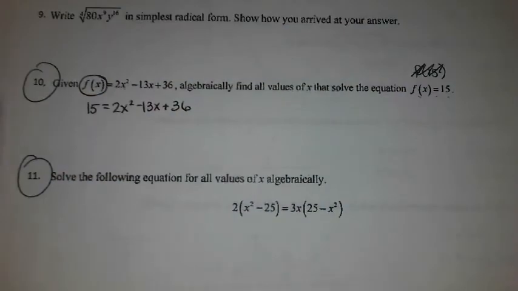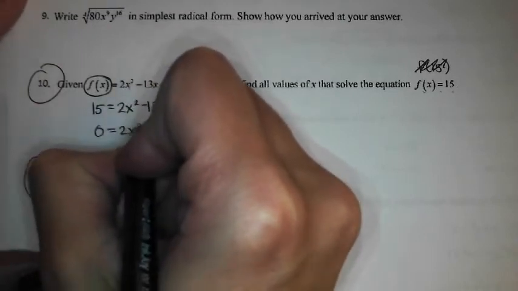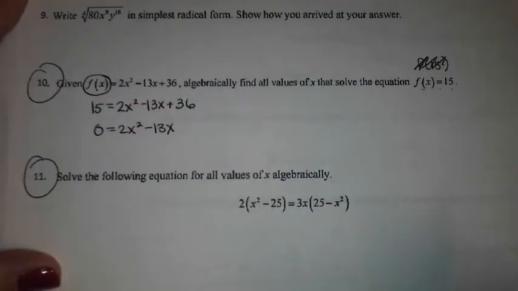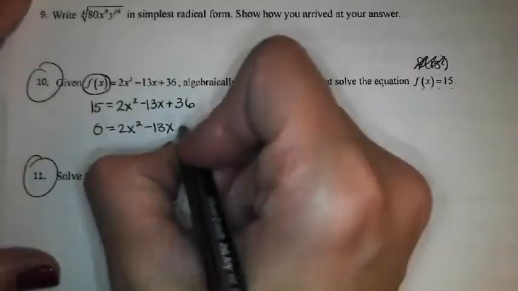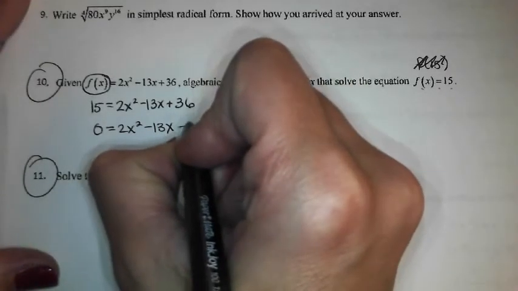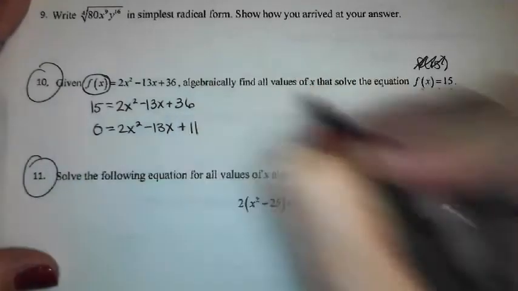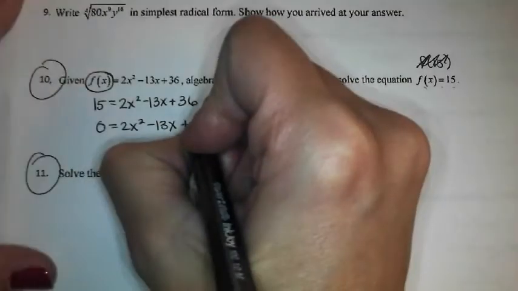now you have to solve the quadratic, yes? Get it equal to 0. Factor, if you can, so that'll be 0 equals 2x squared minus 13x. What's 36 minus 15? 11 plus 11. Did I do that wrong? 21. 21, sorry.